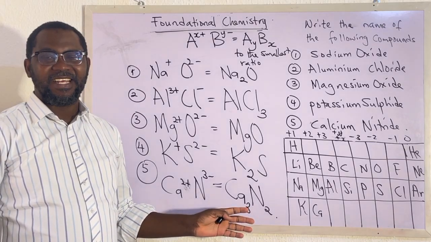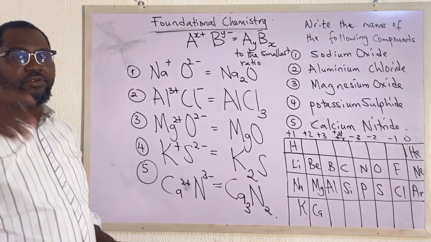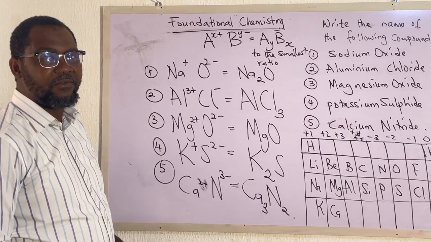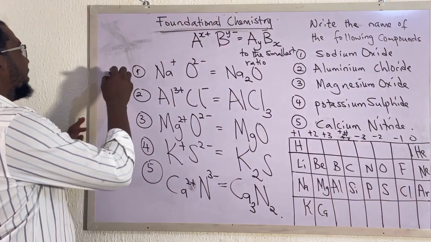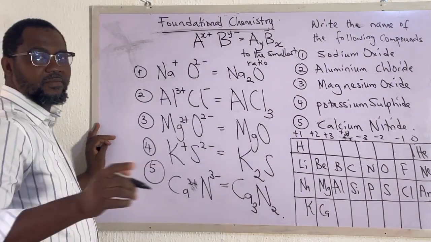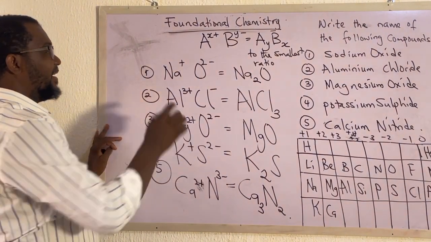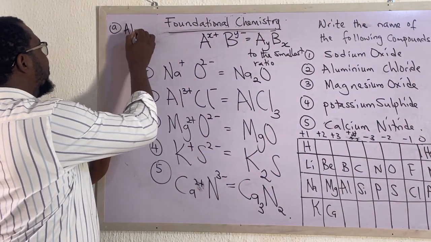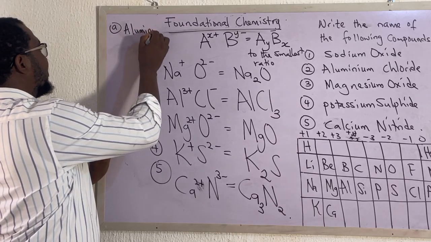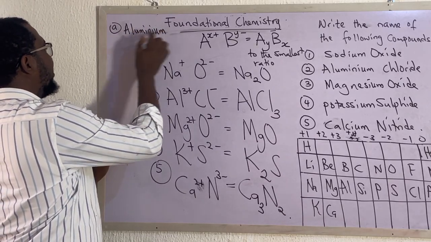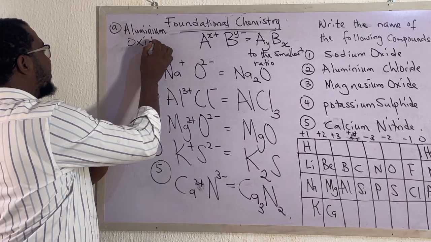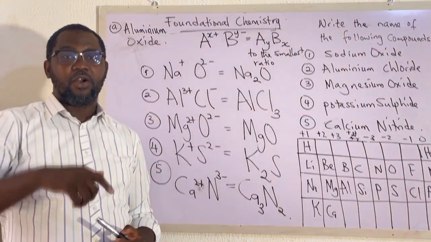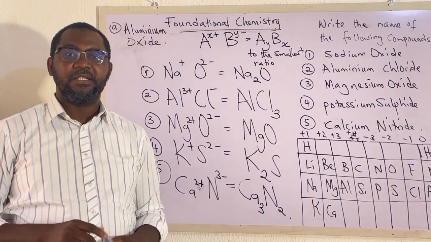Very easy. Is that it? So I want you to write for me in the comment section the formula for this compound. It is aluminium oxide. Okay, so write it in the comment section. I will be here to see it.